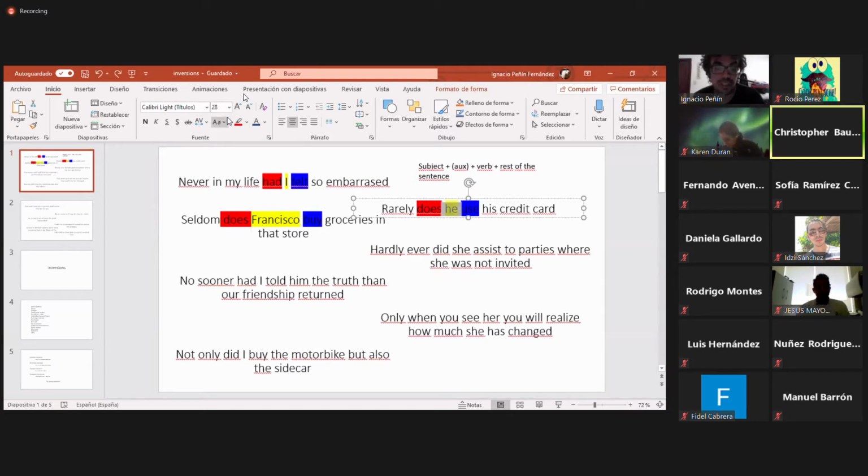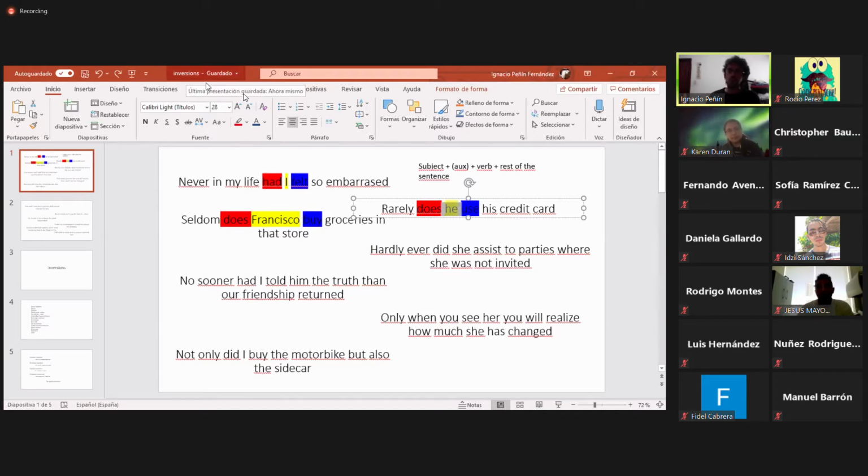Inverse. Yes, it's inverted. Yes, exactly. So we are talking about inversions. In some cases, the order of the structures in English can be altered. So in which cases?